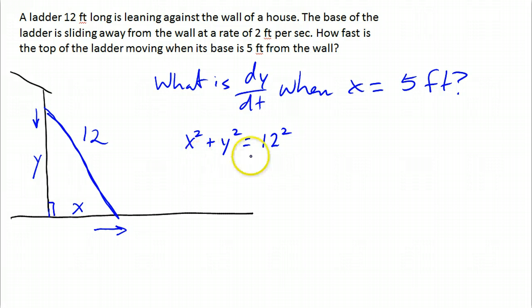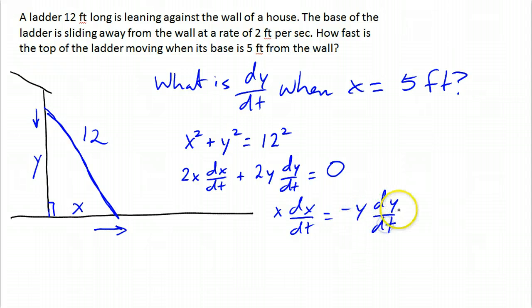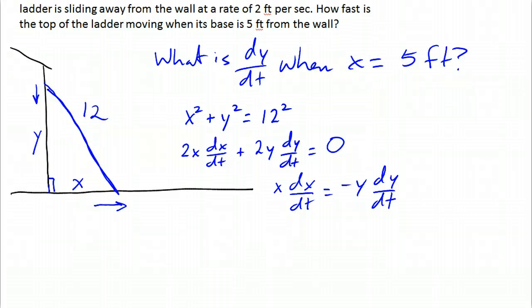And I'm going to take the derivative of everything with respect to time. So I'm going to say 2x dx/dt plus 2y dy/dt equals the derivative of 12 squared. That's a constant, so that's going to be 0. Now I can divide everything by 2 and subtract y dy/dt from both sides, and I get that little equation right there.